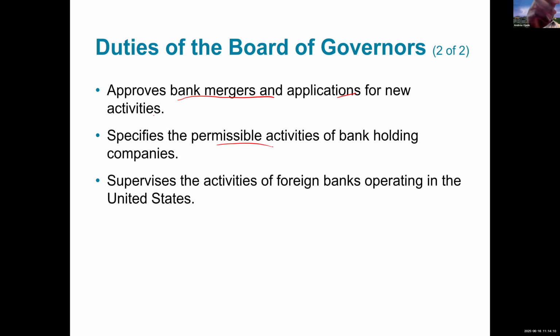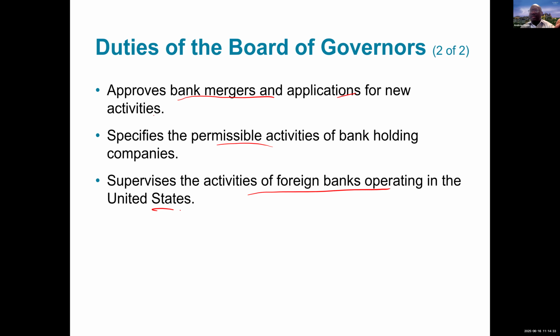And then they supervise the activities of foreign banks operating in the United States. That's always tricky. We have so many Swiss banks that operate in the United States, like UBS, which is a Swiss bank. Several foreign banks operate in America. If a bank, let's say out of Switzerland, has a branch in the United States, they have to follow US laws.